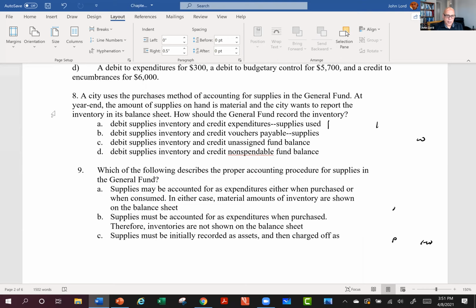Okay, so let's just remember that at the end of the year, we still have to do what? If we had 55,000 left, we'd have to debit inventory for 55 and credit what? Non-spendable fund. Good. Credit non-spendable fund balance, right? I know we kind of went through that a little bit quickly there at the end. That's a credit. We have to credit non-spendable fund balance under the purchase method to set up the inventory, don't we? Yes. Okay. So what's the right answer here?